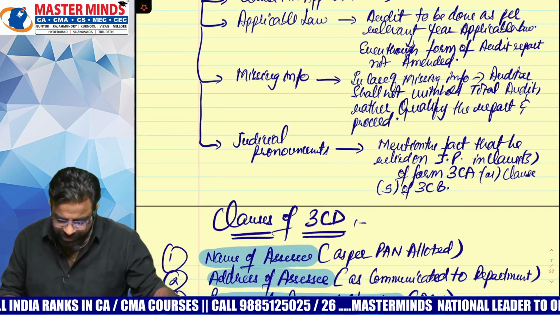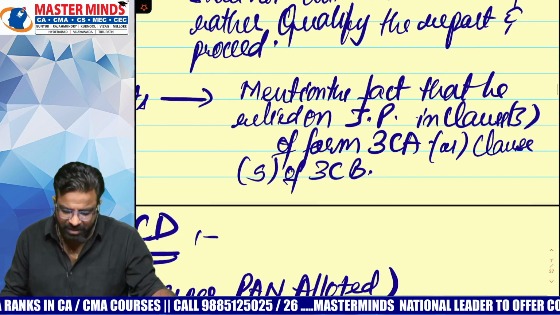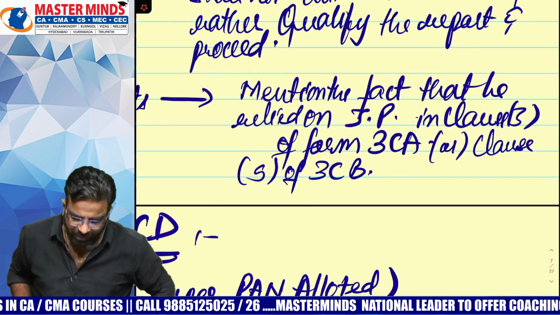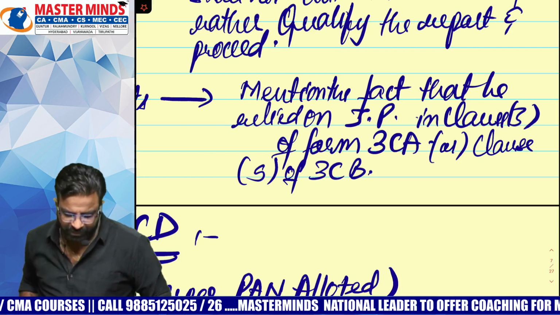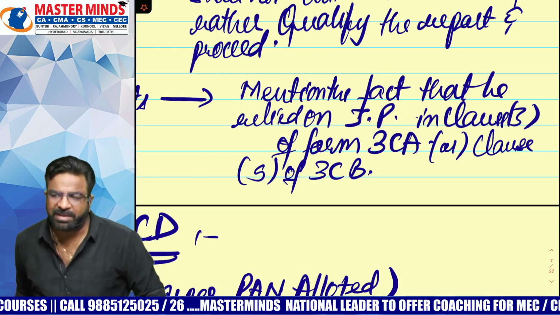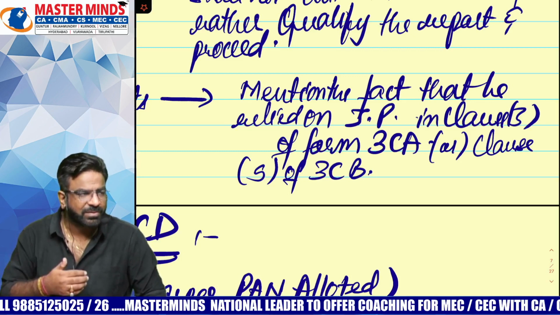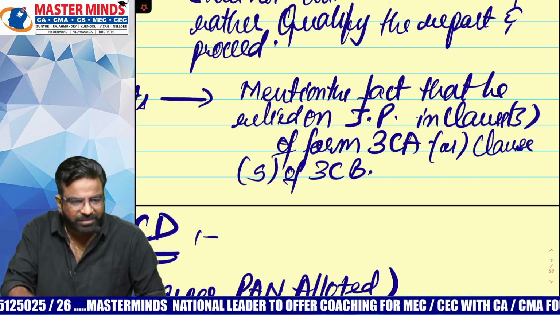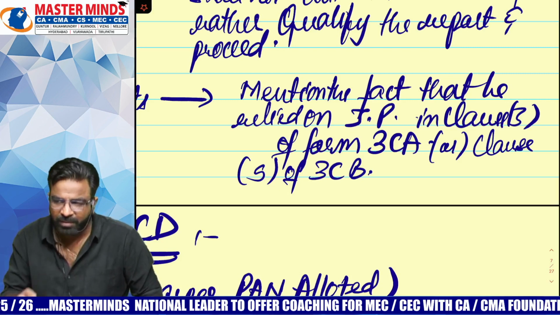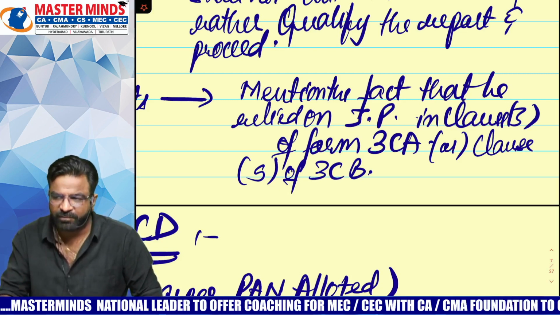Next point, judicial pronouncement. Mention the fact that he has relied upon the judicial pronouncement in clause number 3 of 3CA or clause 5 of what? 3CB. If you have taken any help of case law to put your judgment in the 3CA or 3CB form, make sure that you give the source of information.